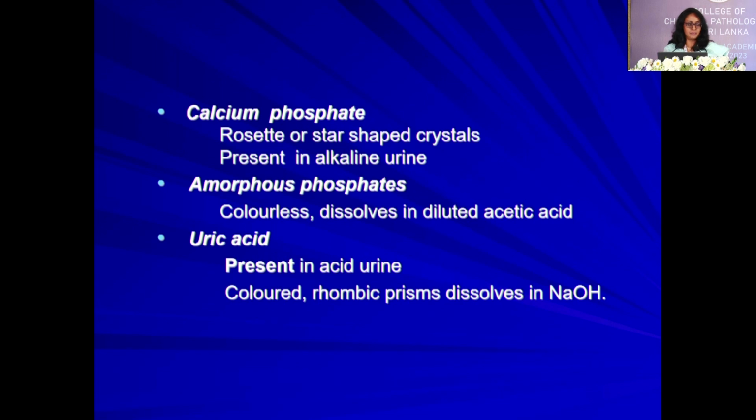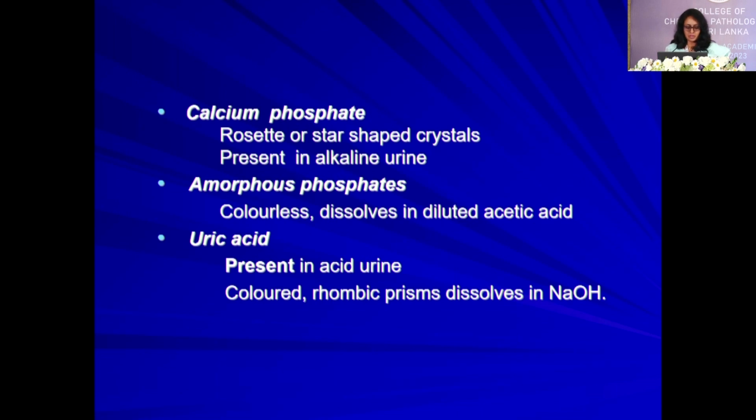Then the calcium phosphate. It is rosette or star-shaped crystals. It is usually present in alkaline urine. And amorphous phosphates are colorless crystals and dissolve in dilute acetic acid. Uric acid is usually present in aciduria. It is a colored component. It is shaped as a rhombic prism and dissolves in sodium hydroxide.